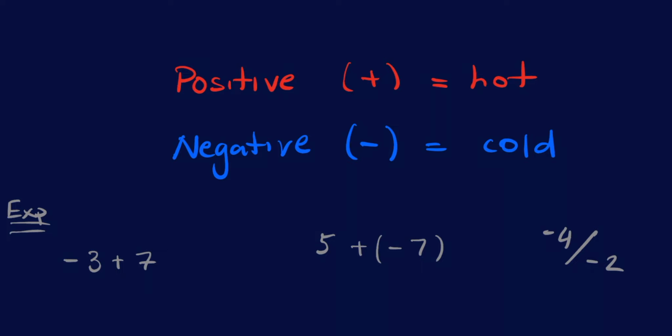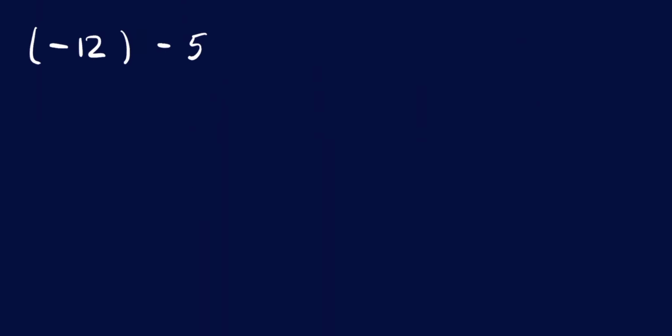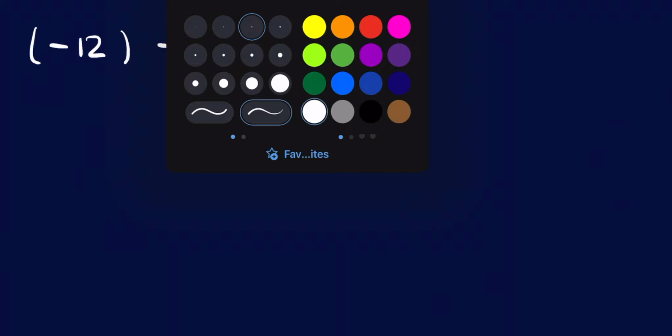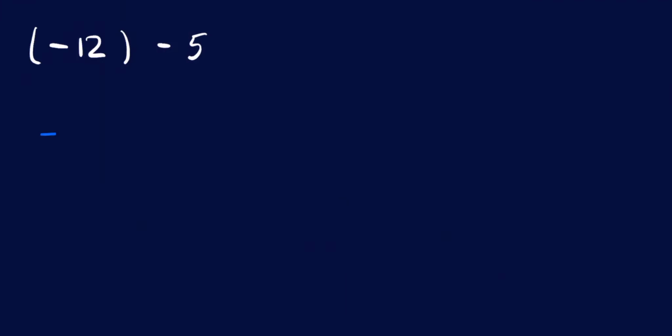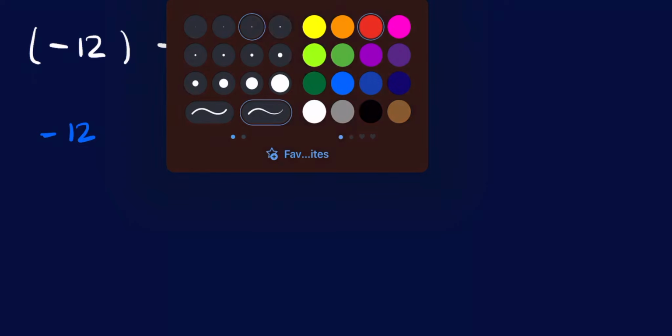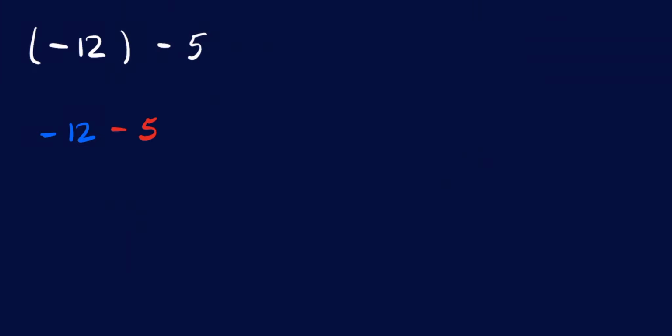So I like to use the analogy of hot and cold. I like to think of a positive number as hot temperature, and I like to think of a negative number as cold temperature. So for example, if we have negative 12 minus positive 5, this means that we have a cold number and we are going to take away a hot value. So if we're taking away heat, that means that it's getting colder. So therefore, the number is going to be more negative.